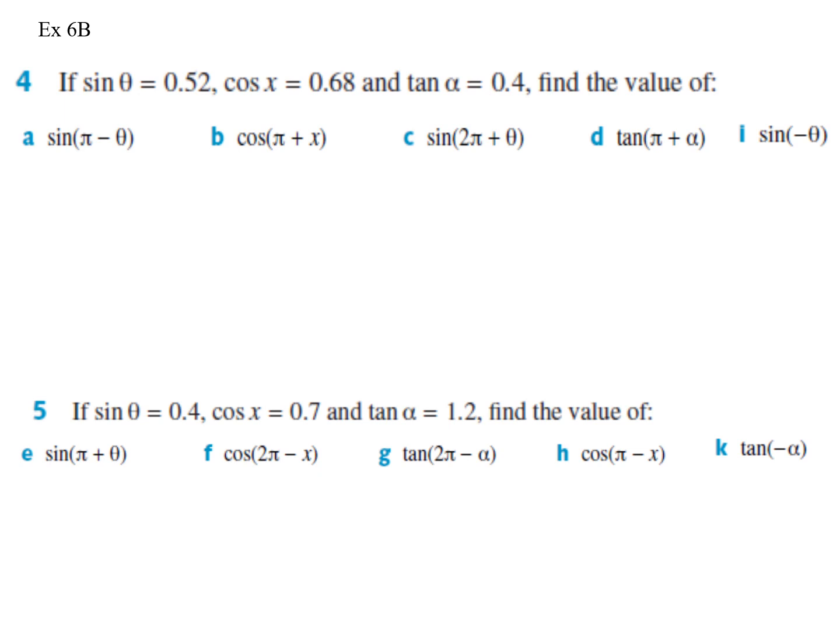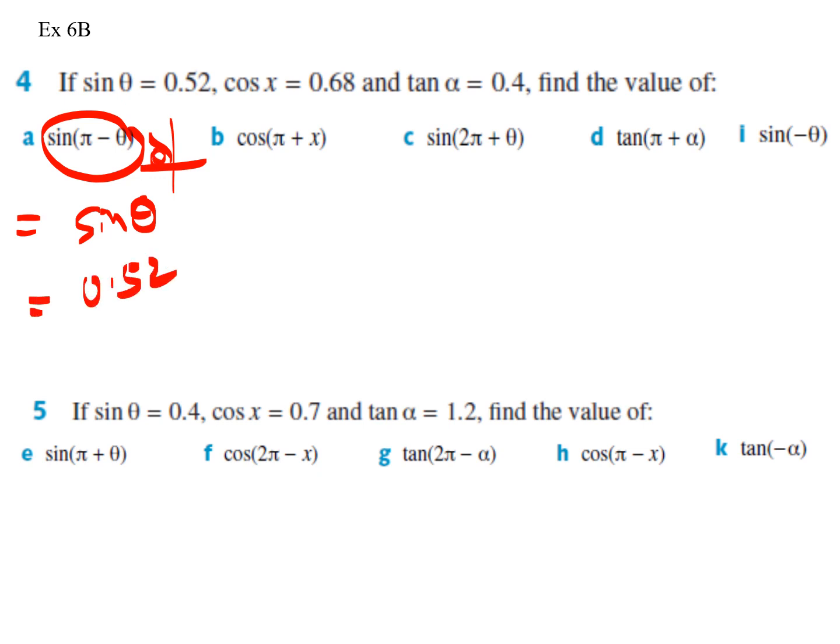So I'm going to work out sine of pi minus theta. Which quadrant would that be? That's in the second quadrant. Sine is positive, so it's sine theta, which is 0.52. That's what's given. And then I look at cos of pi plus x. That tells me it's in the third quadrant. So that's x here. So it's negative cos x, which gives you negative 0.68.